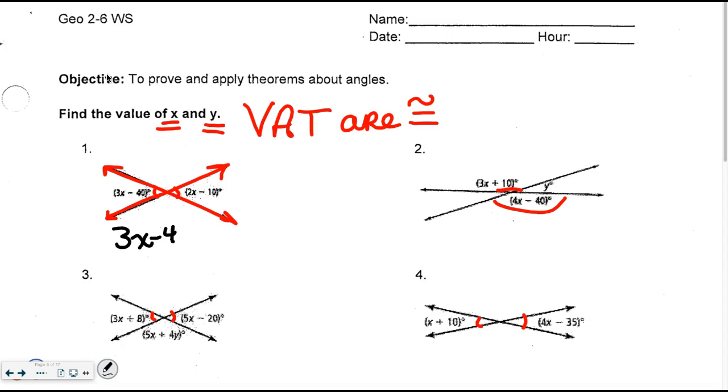Is that what it looks like it is, Ellie? 3x minus 40? I'm so close and mine's blurry. Yeah, and is the other one 2x minus 10? Yeah. Okay, it's hard to read up close. Like there's all these black dots in there.